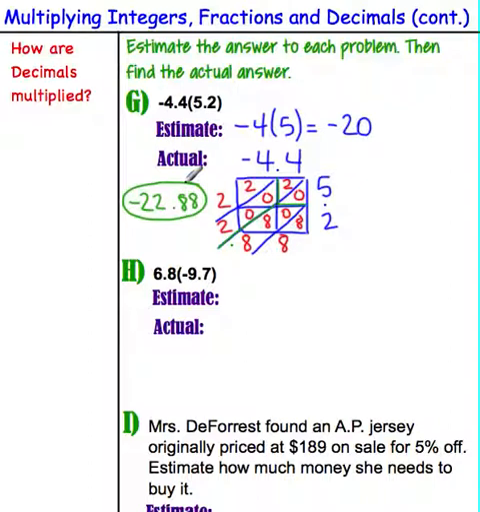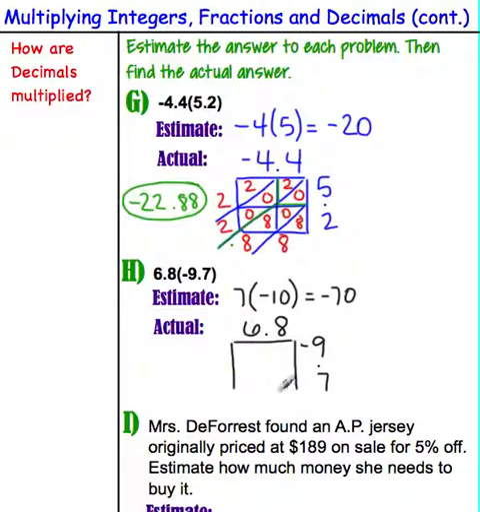Looking at the next problem, 6.8 times negative 9.7. So our estimate: 6.8 is close to 7. Negative 9.7 is close to negative 10. So my answer should be close to negative 70. Now when we actually multiply, I put my 6.8 across the top, my negative 9.7 down the side, and make my grid.